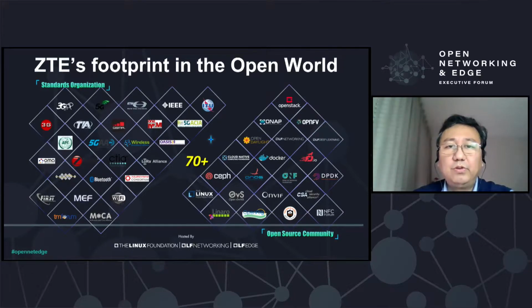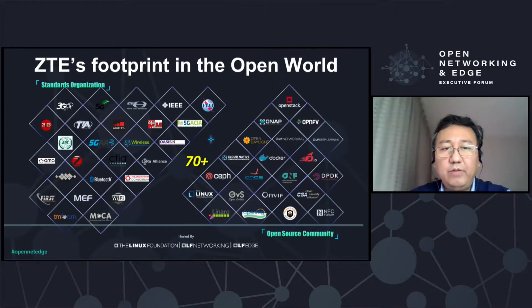In this picture, I want to try to demonstrate our footprint in the open world, not only the open source community, but also the open standard. As you know, ZTE is a networking equipment provider. Our customer is mainly the network operator and also consumers. And now we expand our business to a lot of vertical industry, like the manufacturer, and also to cooperate with our partners and working with partners to expand our business.